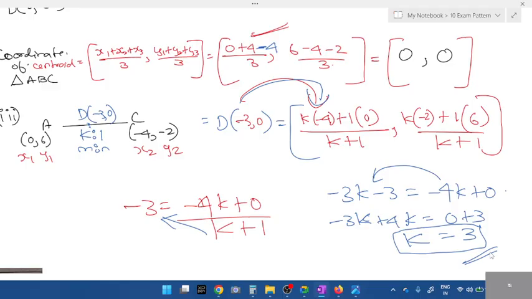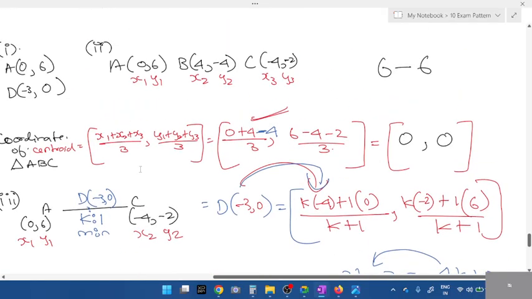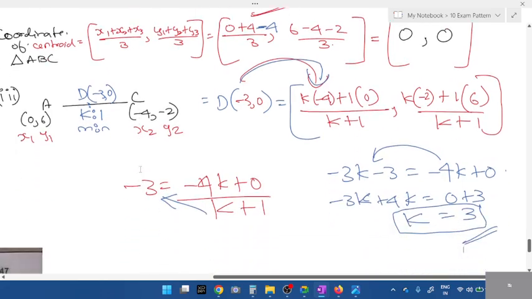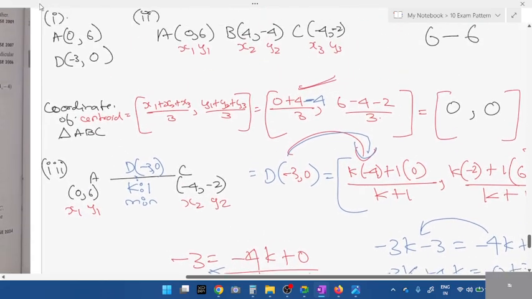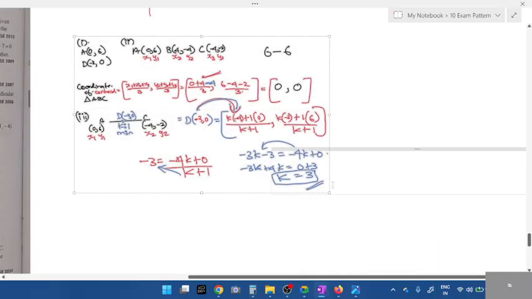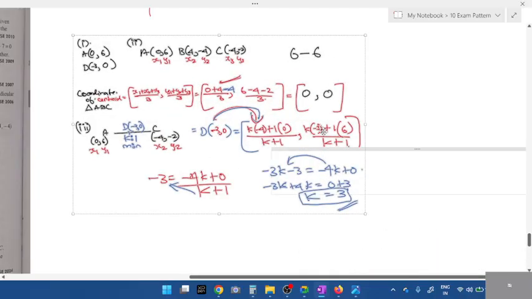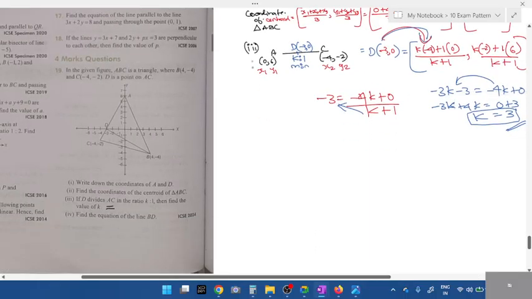Completed? All of you are done? Okay. The first question was simple. The second question also was okay. The third question, section formula, a lengthy one. Last question. Tell me the last one, students.